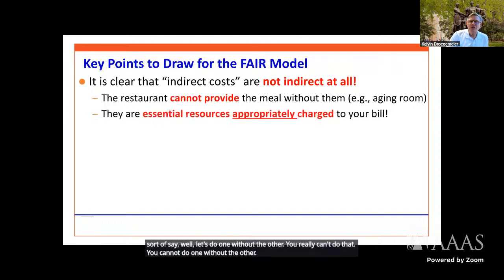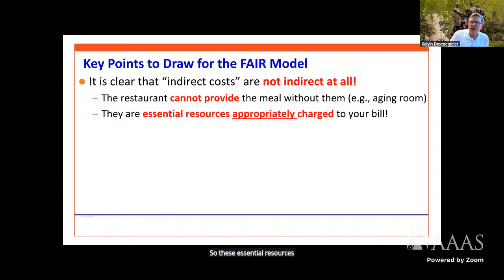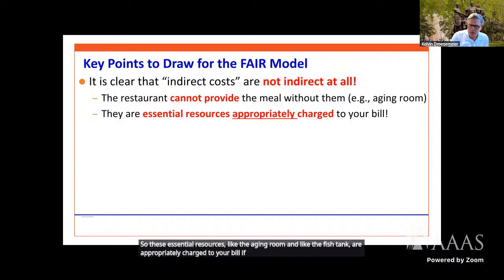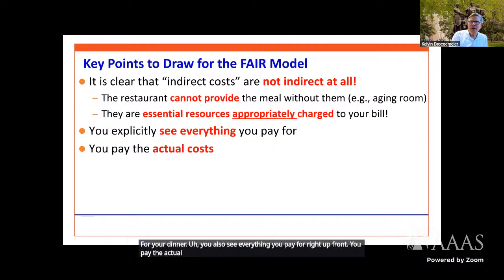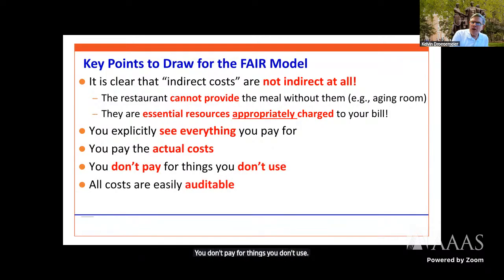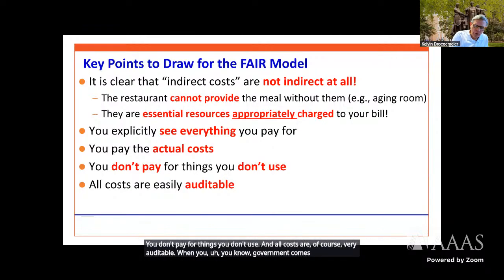And so these essential resources, like the aging room and like the fish tank, are appropriately charged to your bill if in fact that's what you order for your dinner. You also see everything you pay for right up front. You pay the actual costs. Nothing is hidden. You don't pay for things you don't use. And all costs are, of course, very auditable. When government comes to the company and says, okay, what are you charging?